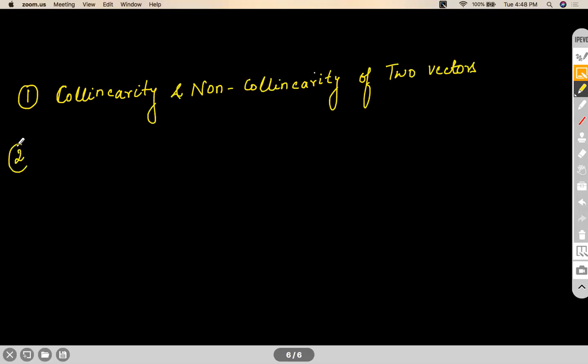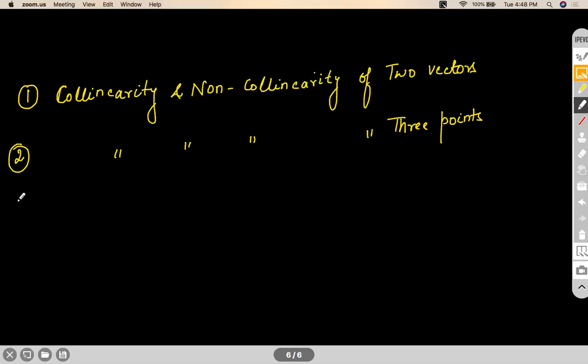Second thing I will talk about is collinearity and non-collinearity of 3 points. Now, one second. Why don't we talk about collinearity and non-collinearity of 2 points? They are always collinear. So why should we talk about collinearity of 2 points?